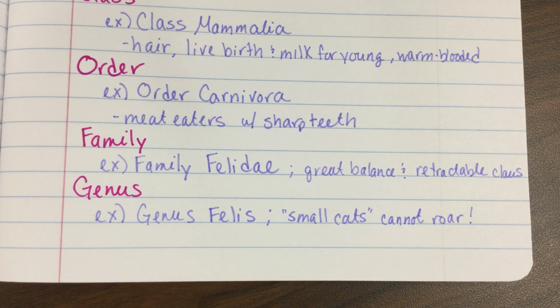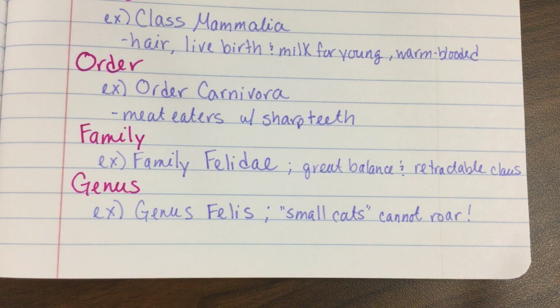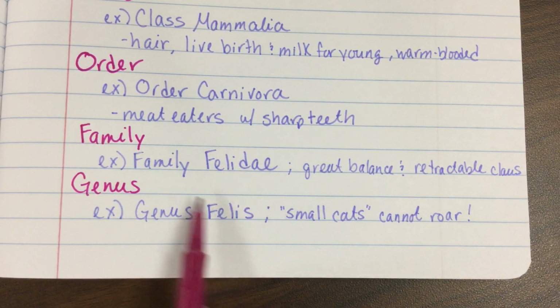So all of our indoor cats, they meow. And if you think about wild small cats, they also meow. They don't roar. So it's only big cats that are going to roar. So big cats can be in family Felidae. Small cats are going to be in genus Felis.